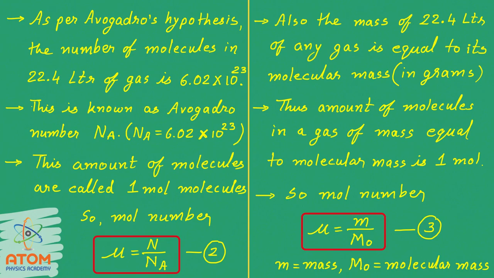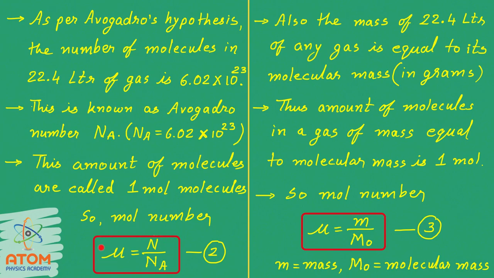So we can say that the amount of molecules in a gas which has mass equal to the molecular mass is 1 mole, which means 6.02 × 10^23 in number. So obviously the ratio of total mass and molecular mass gives you the mole number. So mole number mu is equal to m upon m0. Here m is the total mass of gas and m0 is the molecular mass of gas.